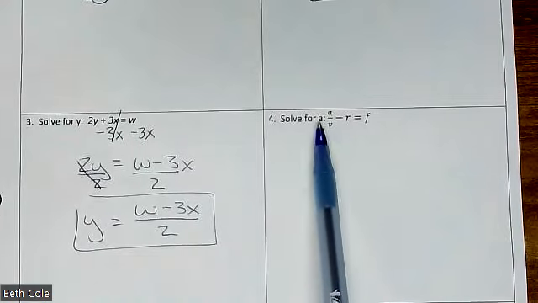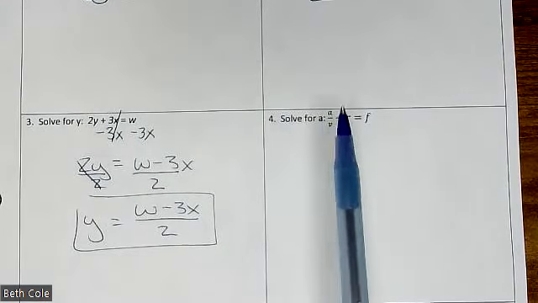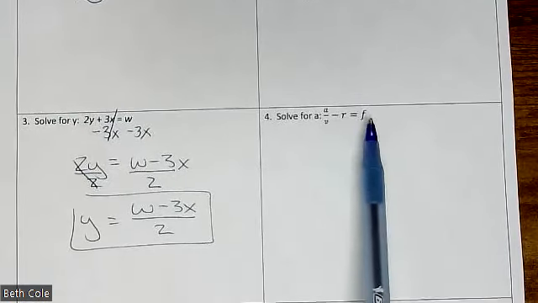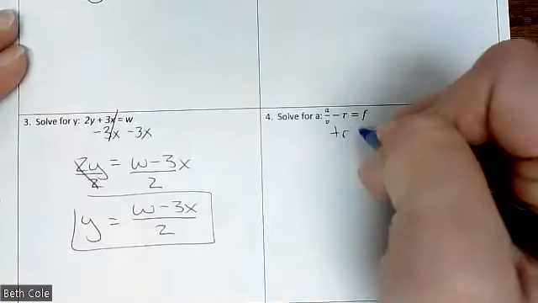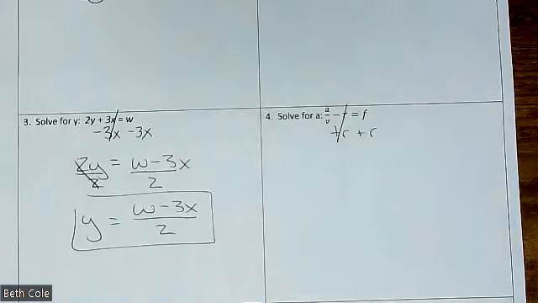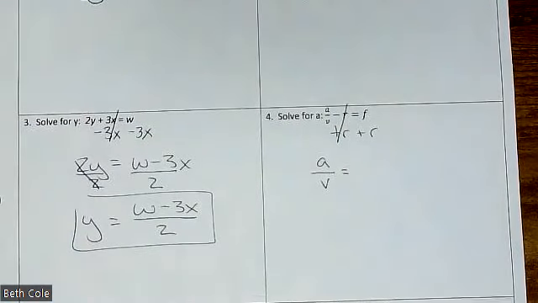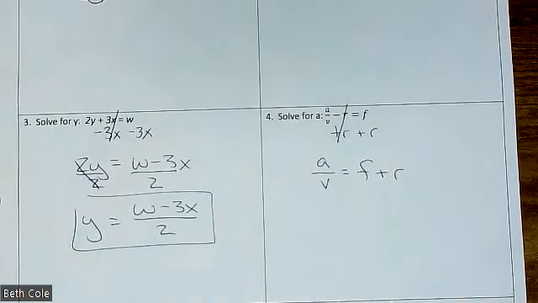This one says solve for a. That means don't touch a, leave a where it is. I did 3 of them for you. So I'm going to ask you, what would you try to do to both sides first? Add r. Good. Plus r, plus r. So you have a over v equals, and what's on the other side? Remember to do nothing. F plus r. That's all it is. You do nothing. Just leave it alone. All right.